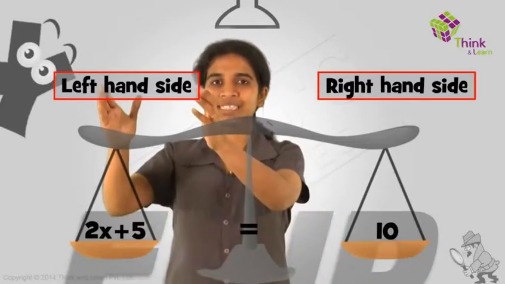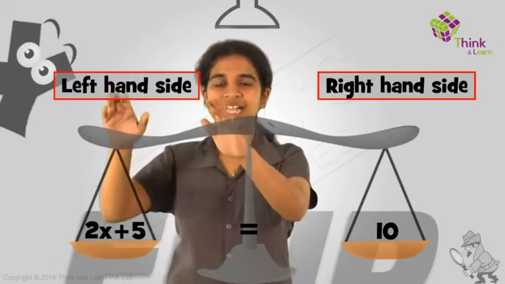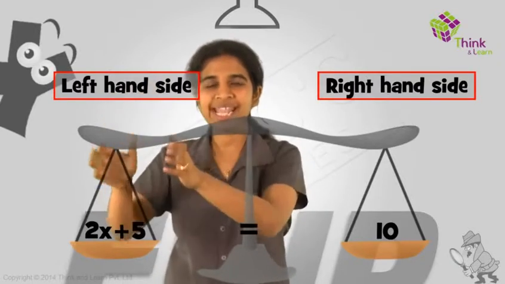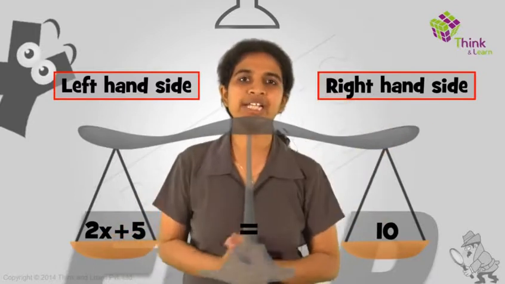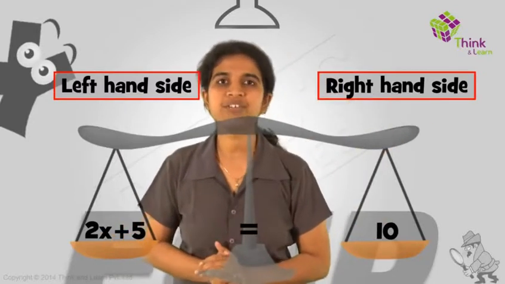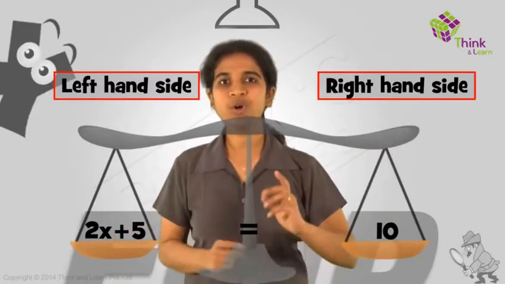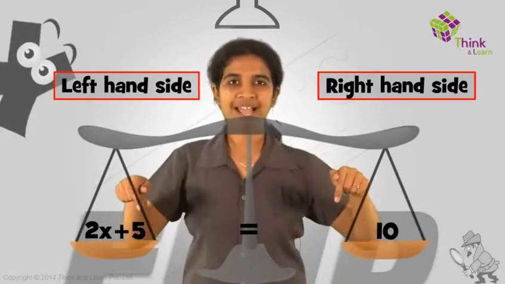So from the left hand side, you need to get rid of everything other than x so that you're left with only x here and you're left with only a number here. So let's start getting rid of stuff from the left hand side. And we know the one rule so that the pans are perfectly balanced.